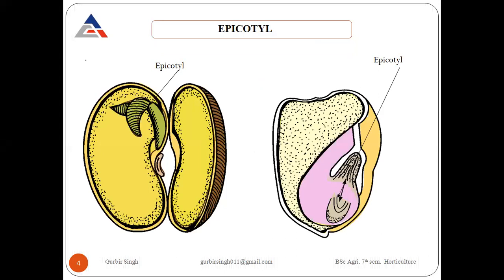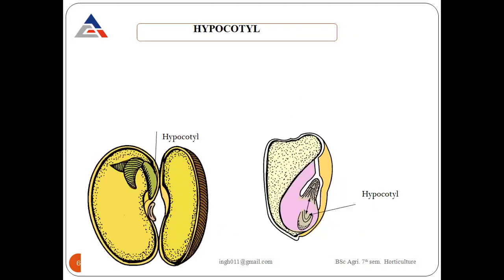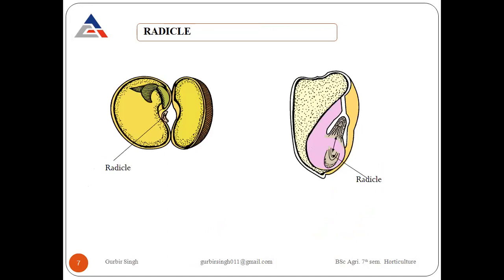Next is epicotyl. The epicotyl is the portion of the stem above the cotyledon. Next is cotyledon. The cotyledons are the seed leaves used for food storage. And next is hypocotyl. The hypocotyl is the portion of the stem below the cotyledon. Next is radicle. The radicle is the young embryonic root and root tip.